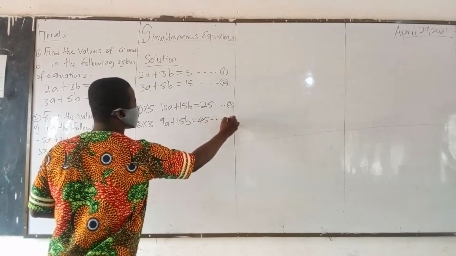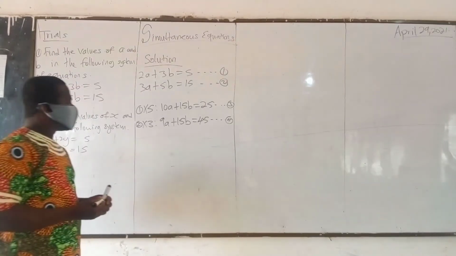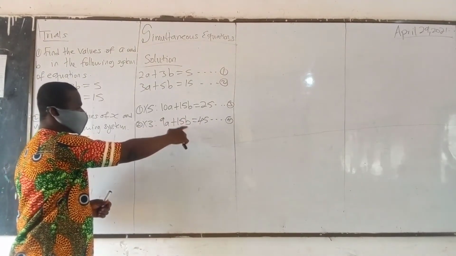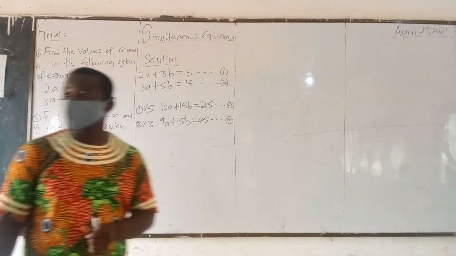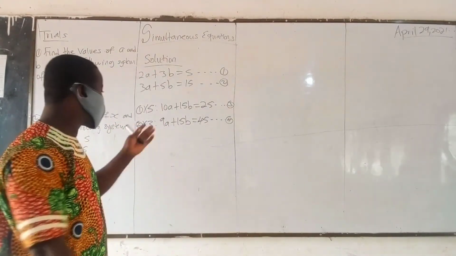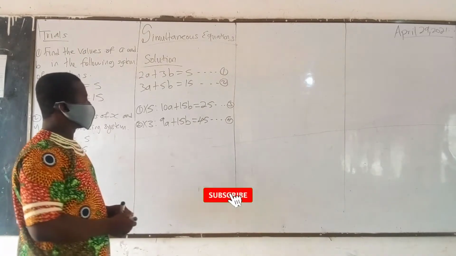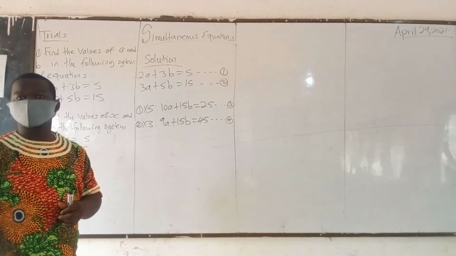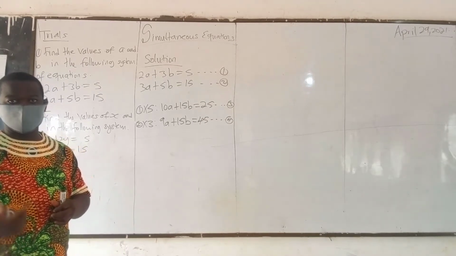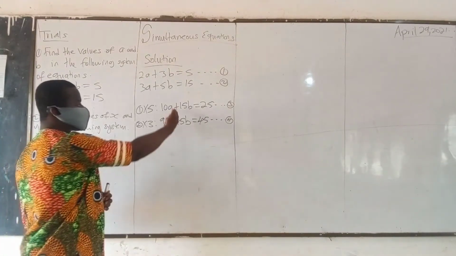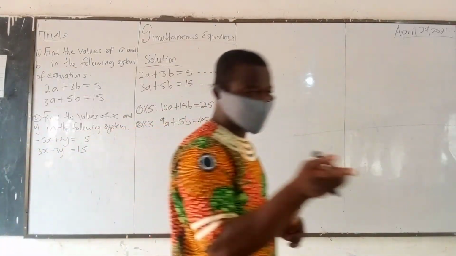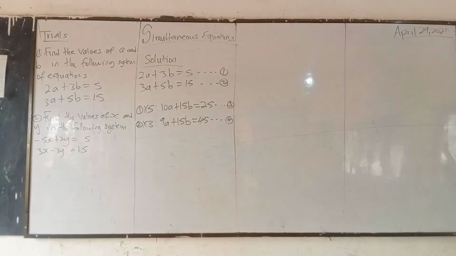Now do you realize that the coefficients of b in both equation 3 and equation 4 are both positive? They are 15, right? Yes. So now what do we do, since the signs are the same? We subtract. Remember, when the signs are the same, you always subtract. If they are different, you add. If one is negative and the other one is positive, you add. Do you get it?